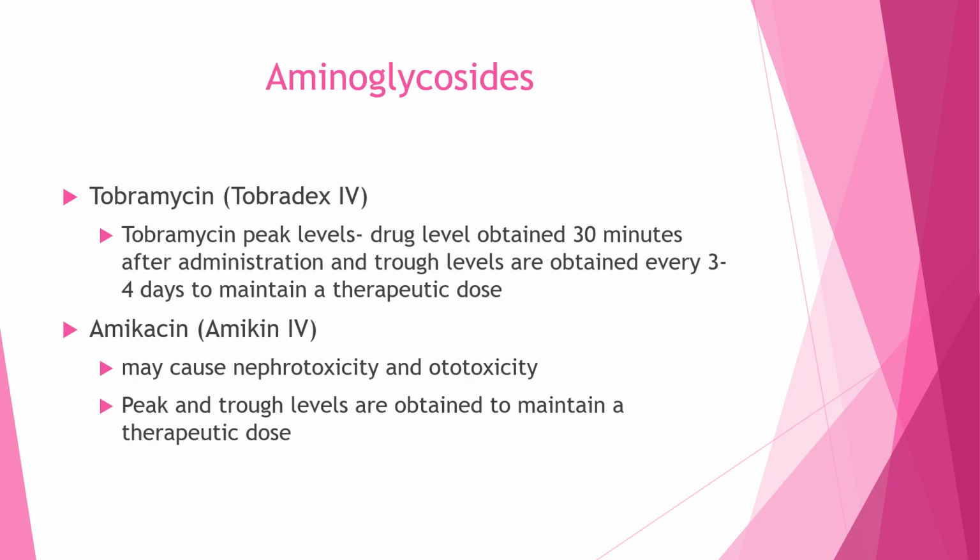Aminoglycosides. Some aminoglycosides are tobramycin. Tobramycin can be given IV. Tobramycin peak drug level is obtained 30 minutes after administration. Remember, we talked about the trough level being obtained before administration. Well, this is a peak level. A peak level is obtained 30 minutes after administration, and the trough levels are obtained every 3 to 4 days to maintain a therapeutic dose.